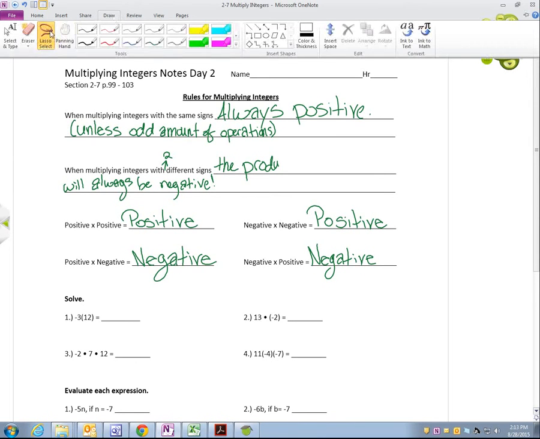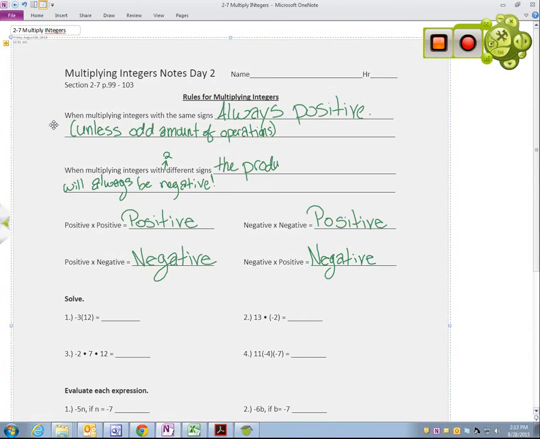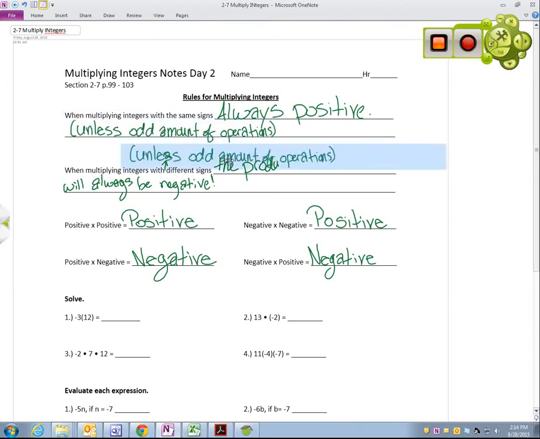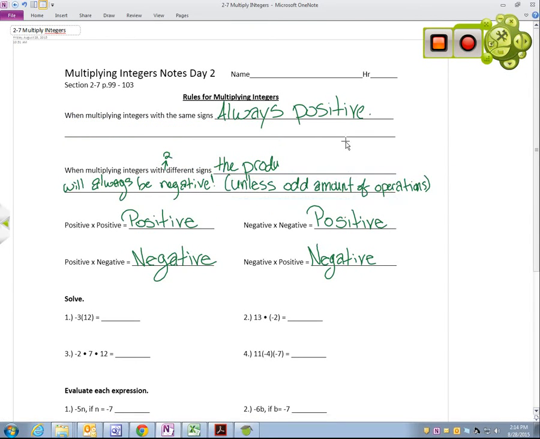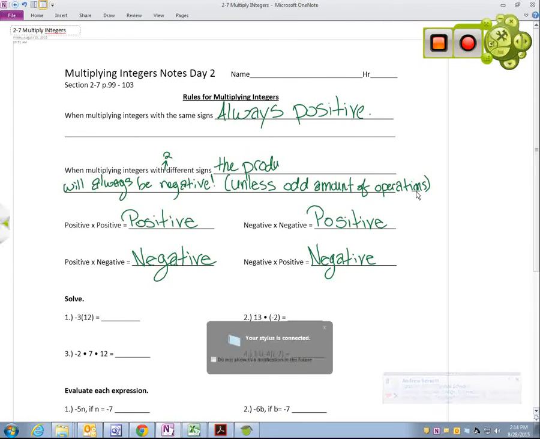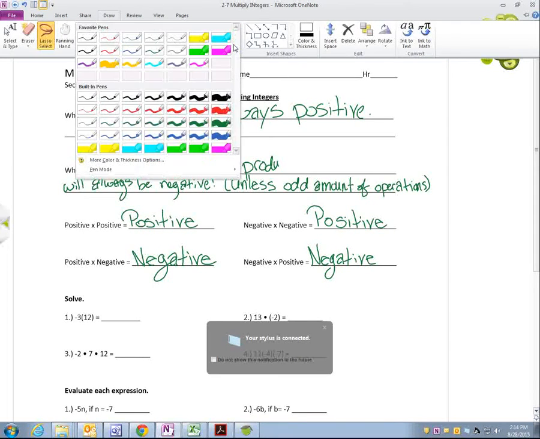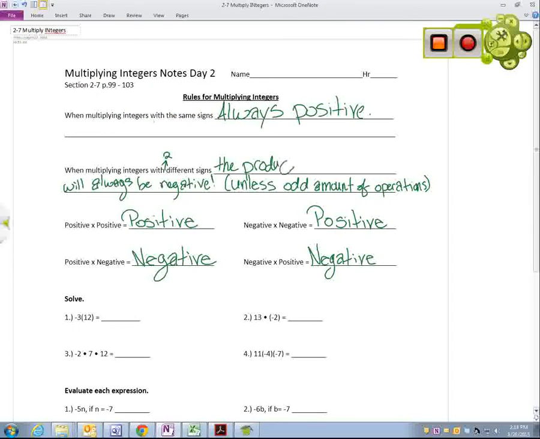I'm going to move that over. That should be down here. It's product. I ran out of room. Because it's always not the same view. Okay, here we go. Product. The product will always be negative.